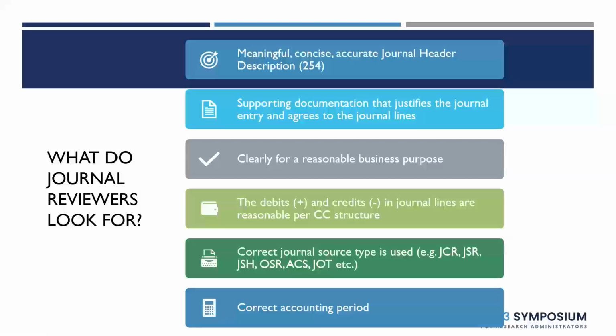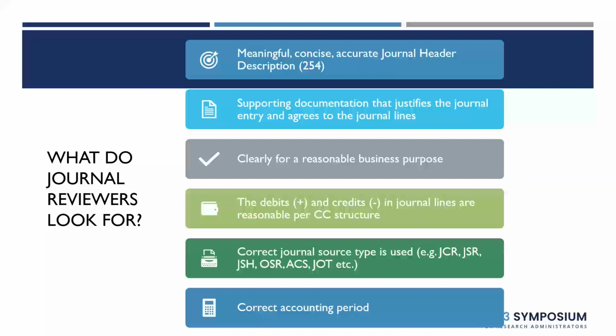The main things the reviewers are looking for are therefore meaningful, concise, accurate journal header descriptions within the character limits, and supporting documentation that justifies the journal entry and agrees to the journal lines. We also want to see that it's clearly for a reasonable business purpose. We'll be checking to see if debits and credits are reasonable based on the ConnectCarolina structure we've talked about previously. A correct journal source is used. For example, JSRs are for residuals and JCRs are for corrections. And also the correct accounting period.